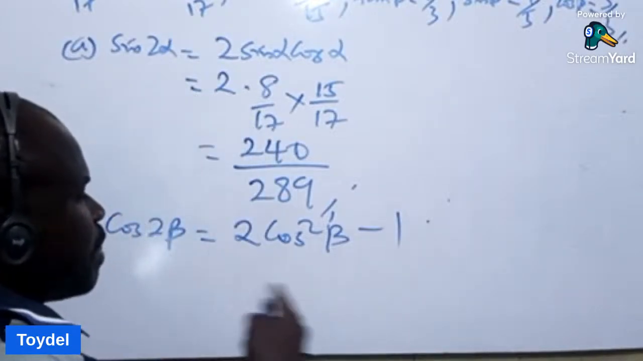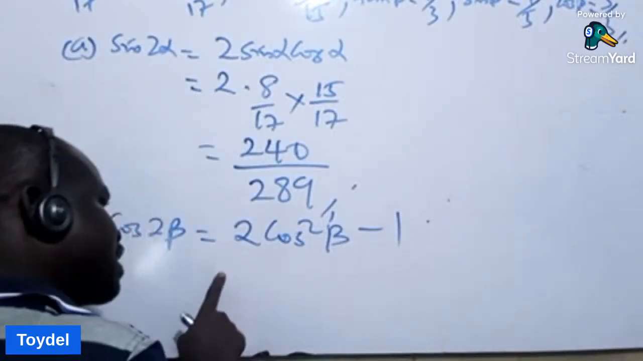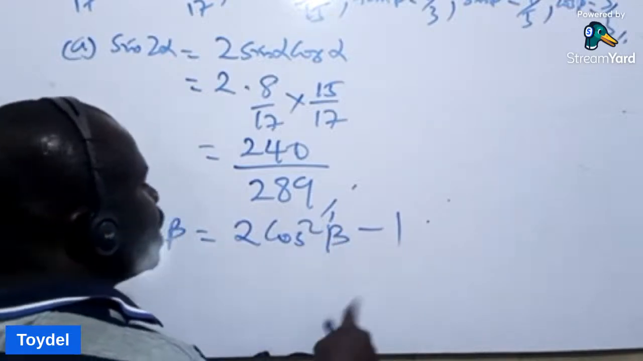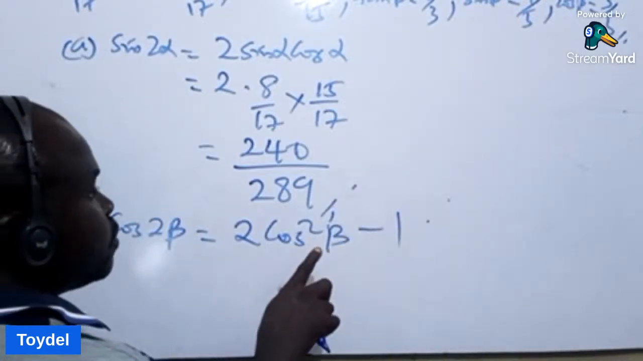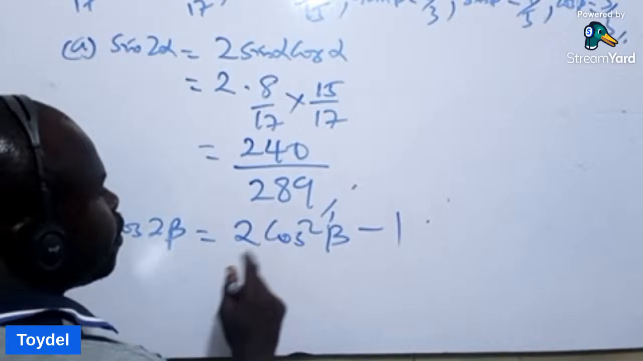Or you can decide to use 1 minus 2 sine square beta. Or you can decide to use cos square beta minus sine square beta. Whichever way you decide to use, whichever form you decide to pick, we are going to get the same answer.